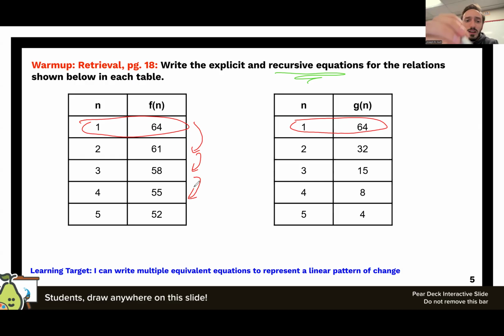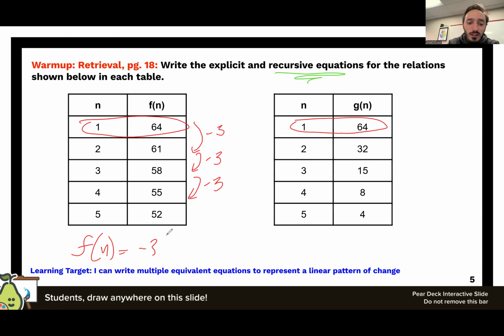Here, what I'm going to notice on the left-hand table is that every time I increase n by 1, it looks like I'm decreasing the output by 3. So going from 64 to 61 to 58 to 55, I've got this consistent -3 pattern. So if I wanted to write an explicit rule for this one, I have to think about how to capture that pattern of change.